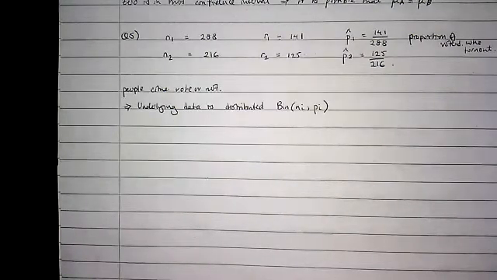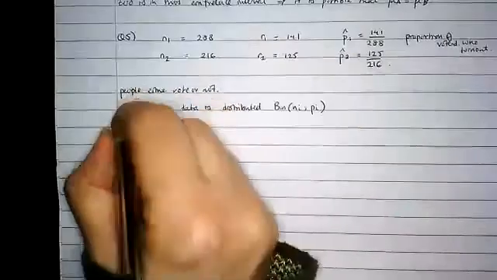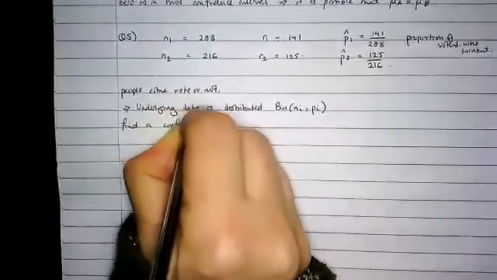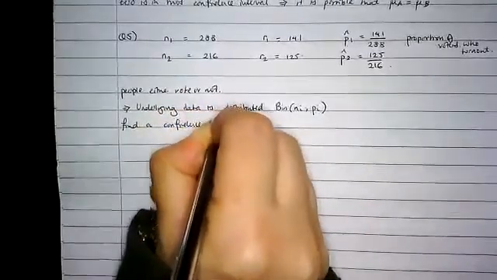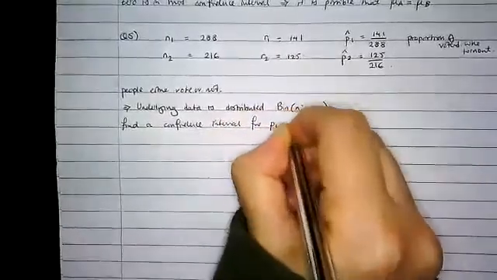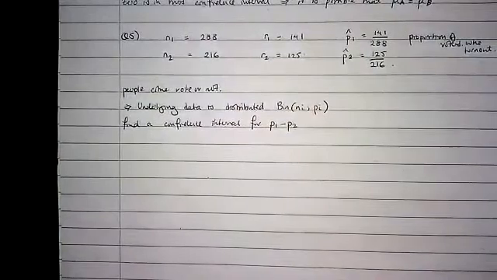And you want to be trying to find a confidence interval for P1 minus P2, so the difference between those two proportions. Our hypothesis is, are these proportions the same or not?